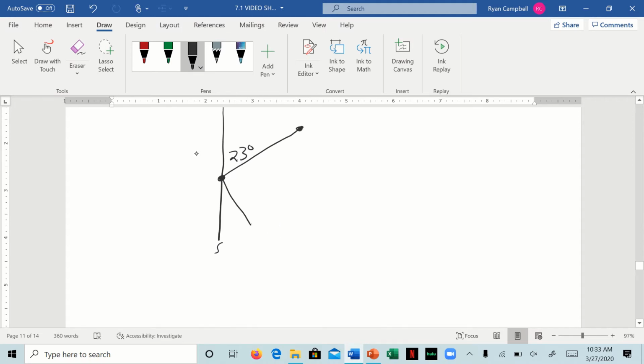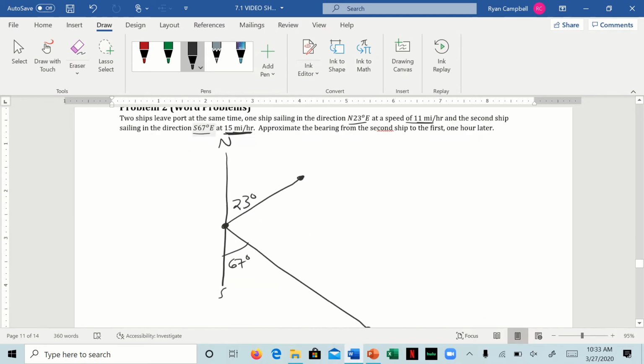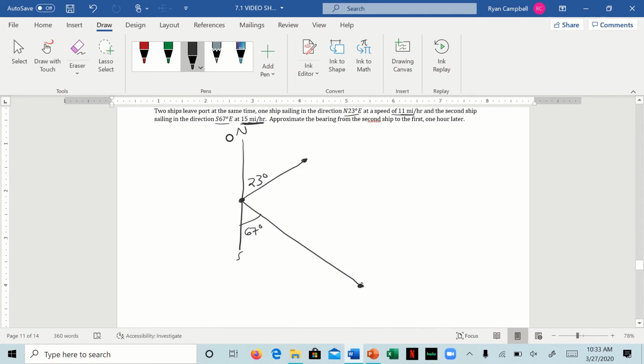Because basically, it depends on how far this goes. If this only goes this far, we're going to go in that direction. But if it goes a lot further, we're going in this direction. Those are two different directions, right? So it might be good to over-exaggerate some lengths if we think we need to. The question is, approximate the bearings or the direction from the second ship, so that's this ship, to the first. It is super important that you know which ship you're going from and what direction you're going. So maybe even make an arrow.